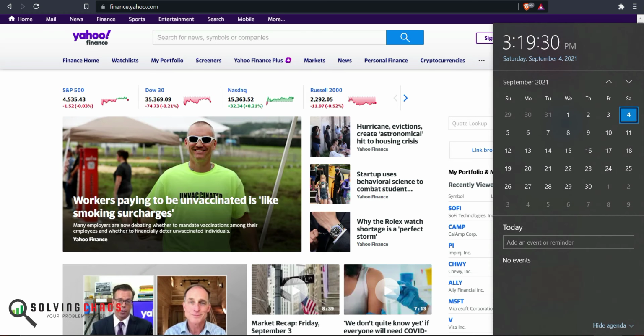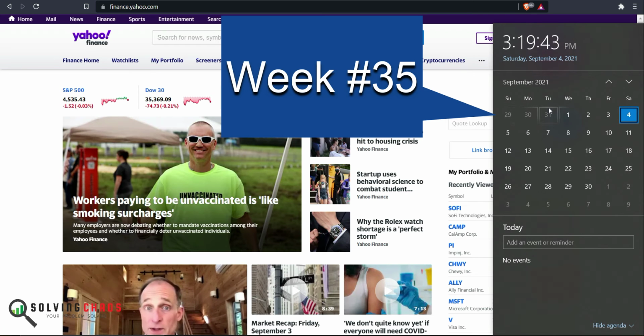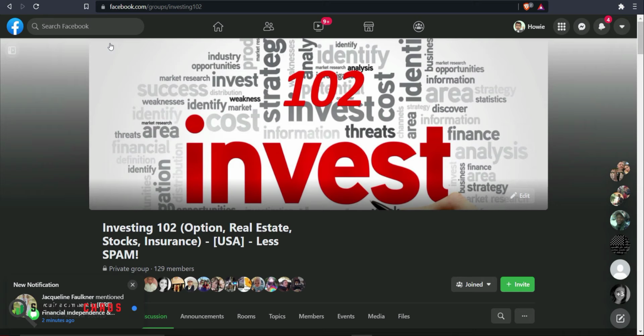Today is Saturday, September 4, 2021. It is the last day of week number 35. This week does cross 2 months, so when I'm entering my data, I want to make sure it uses a date, and I do pivot on months, so this week half the trades will be in September, and the other half will be in August.